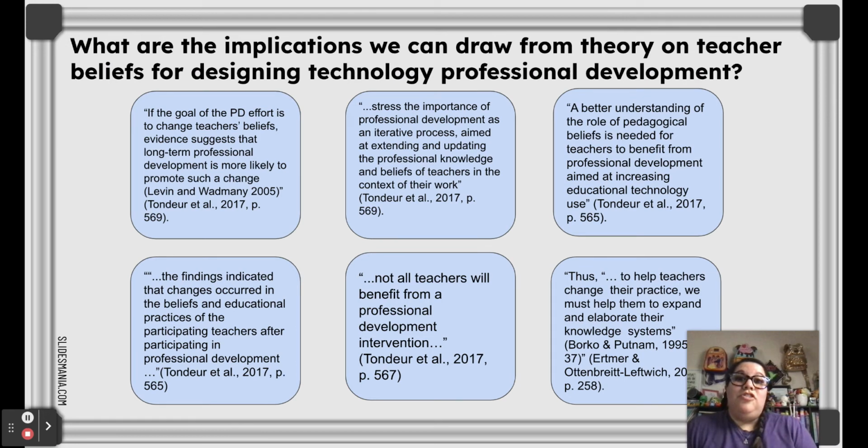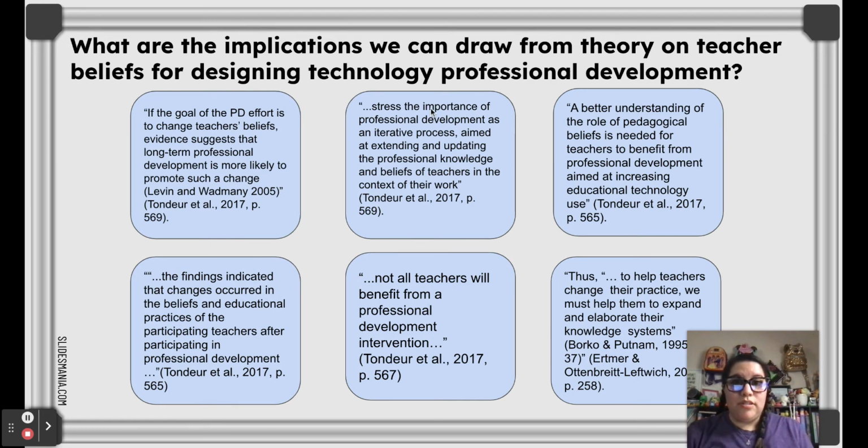So, what are the implications that we can draw from theory on teacher beliefs for designing technology professional development? I thought all of these quotes really helped explain the good and the bad, how we can change professional development. So, if the goal of the PD is to change teachers' beliefs, evidence suggests that long term professional development is more likely to promote such a change. So, if someone just comes in and does a quick 30 to 45-minute session for teachers, it's not going to do so much as a long term thing will.